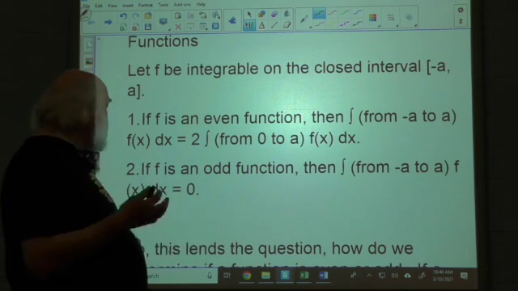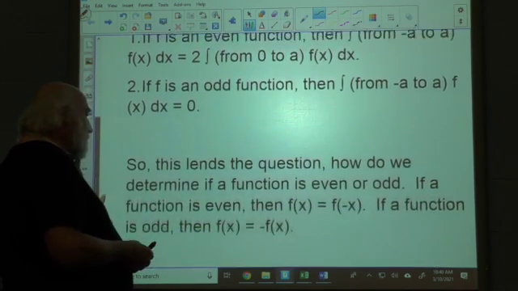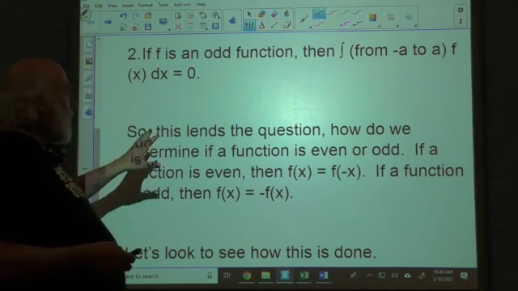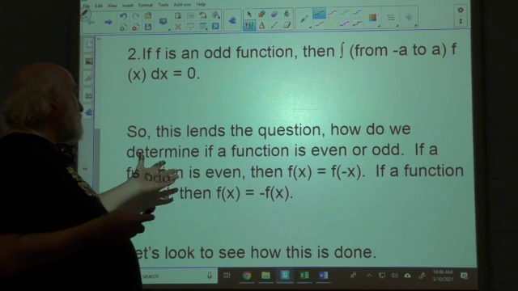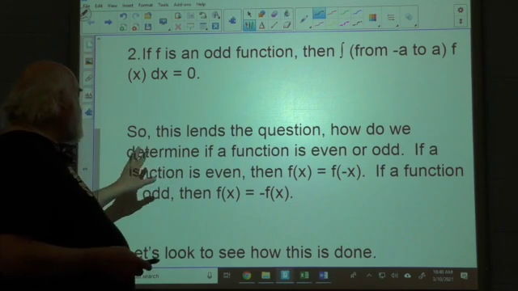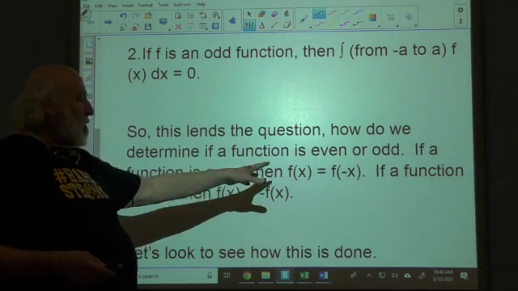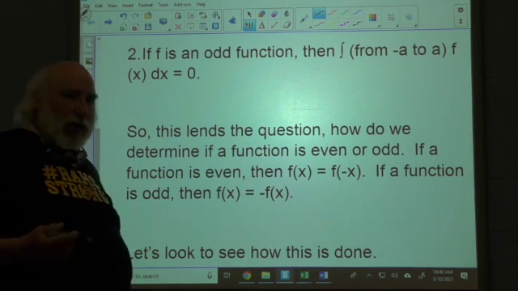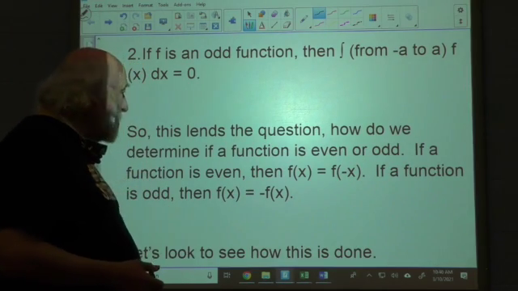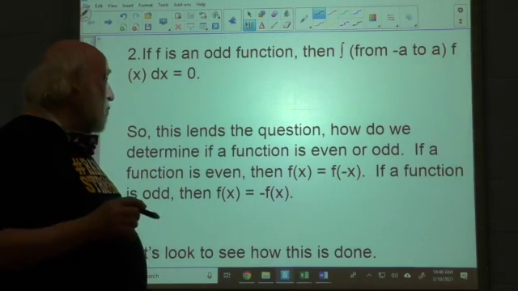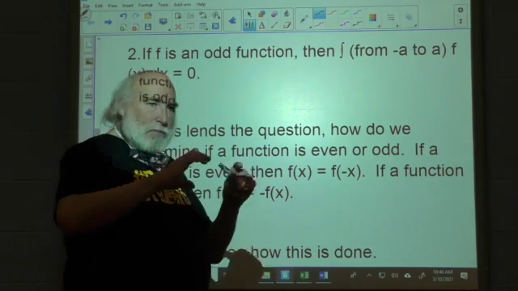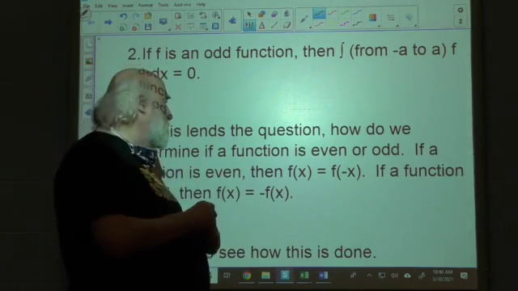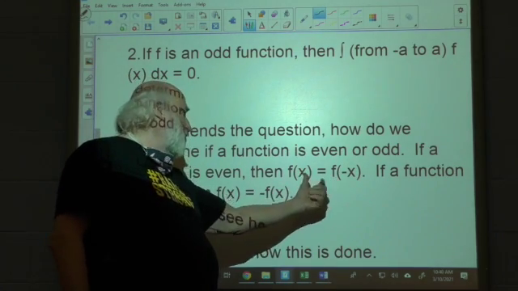So the question is, how do you do that? Well, it's funny you should ask. I just happen to have the answer. So this begs the question, how do you determine if a function is even or odd? If a function is even, then f of x equals f of negative x. Now what you do is you replace every x with negative x and see if you get the same thing. If you get the same basic structure for f of x, and I'll show you how that works, then this is an even function.